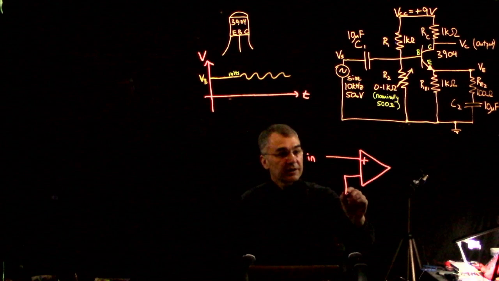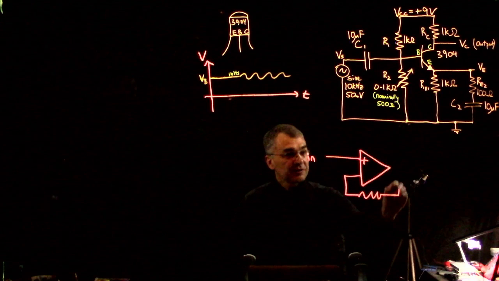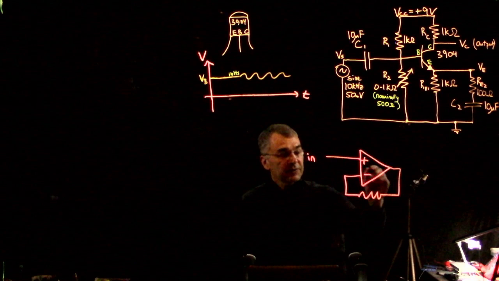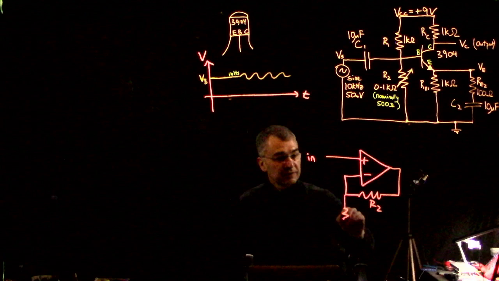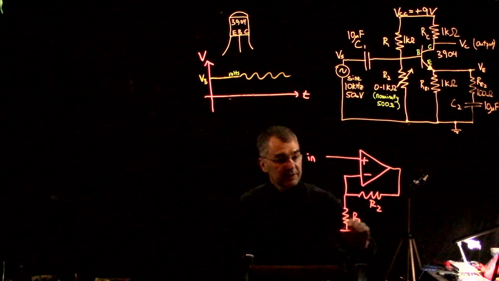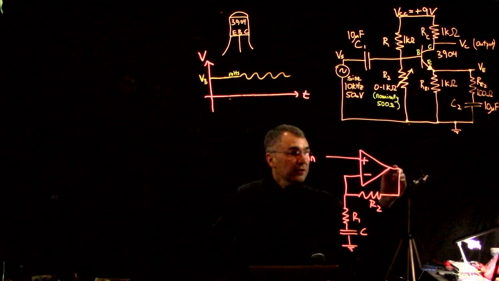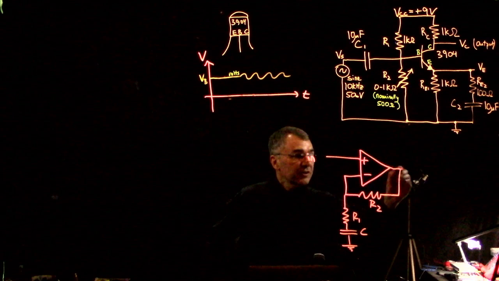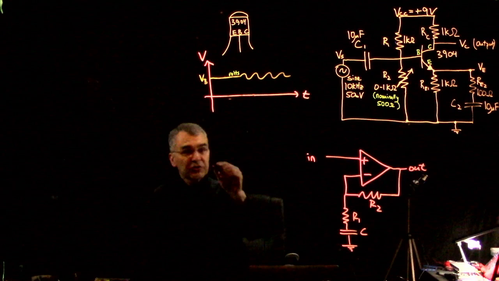Let's see, what did we do? We put one resistor here, and then we put another resistor here, and then we put a capacitor down here. And remember that in this case, this was the non-inverting op-amp circuit. So you've seen me derive this several times, so I'll just write down the answer.